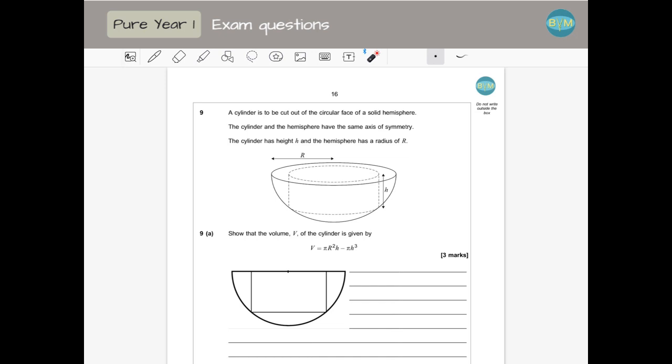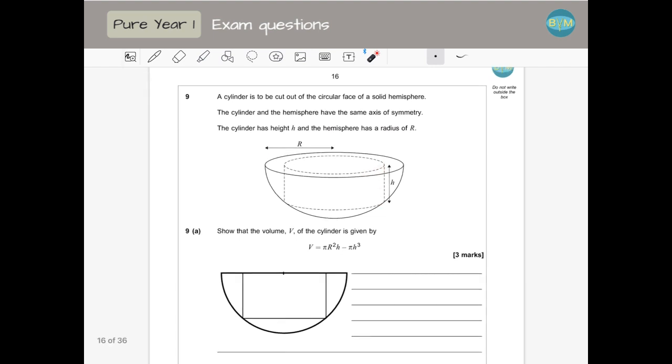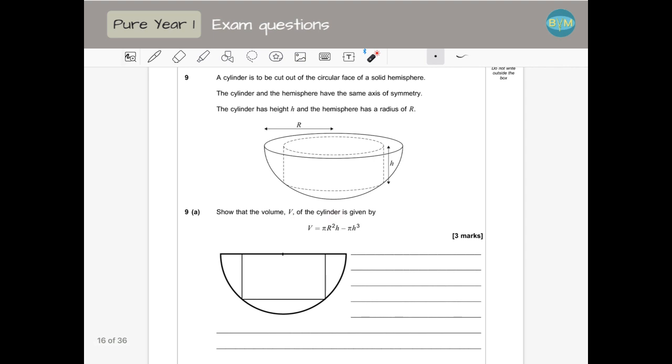Hello, this is question 9 on your November 2020 paper 2 from AQA, and it's a differentiation question that looks more difficult than it is. So you have a cylinder to be cut out of the circular face of a solid hemisphere. The cylinder and the hemisphere have the same axis of symmetry, and the cylinder has height h and the hemisphere has radius r. You have to show that the volume of the cylinder is given by this formula and is in terms of r and h. So this r and this h.